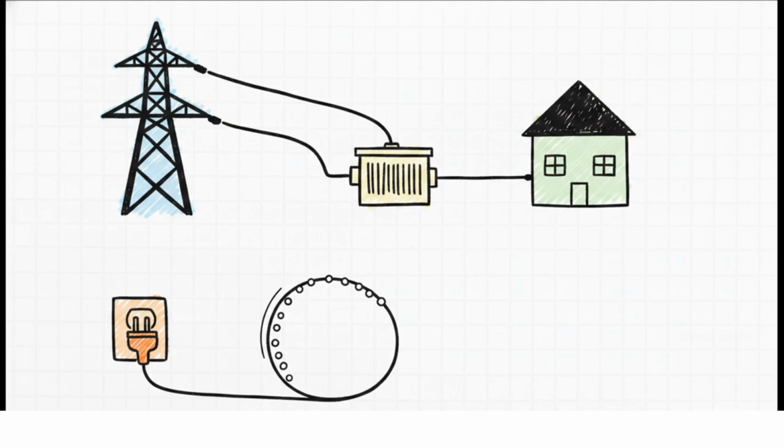Once the substation lowers that pressure, the power flows into your home's meter, goes through your breaker box, and enters a closed loop of wire called a circuit. When you plug a device into an outlet and turn it on, you're closing that loop, letting the electrons flow through the device, power it up, and continue on their merry way.